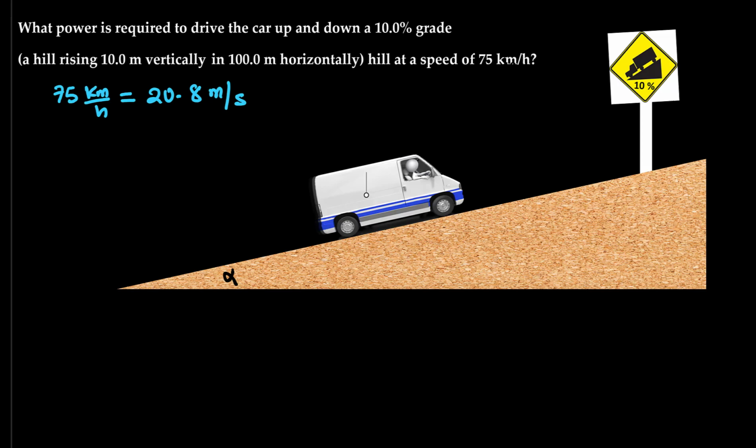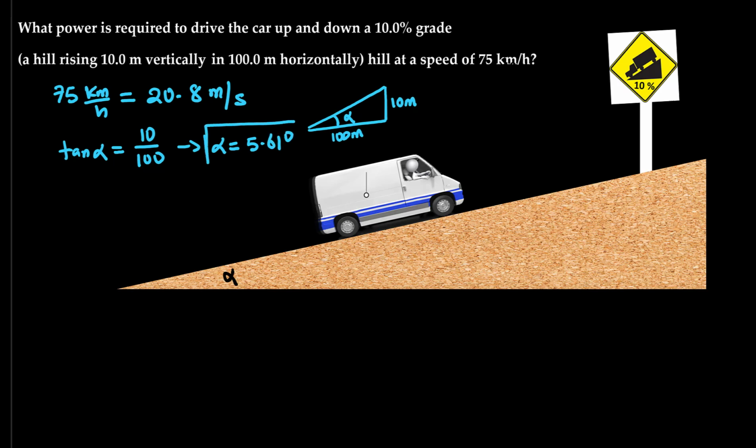What does that mean? It means if this is the hill, and if it rises 10 meters vertically, it's going to extend 100 meters horizontally. Let's call that angle theta. It means that the tangent of alpha is going to be equal to 10 divided by 100, which will give us alpha to be equal to 5.61 degrees. So the inclination of the road is 5.61 degrees.